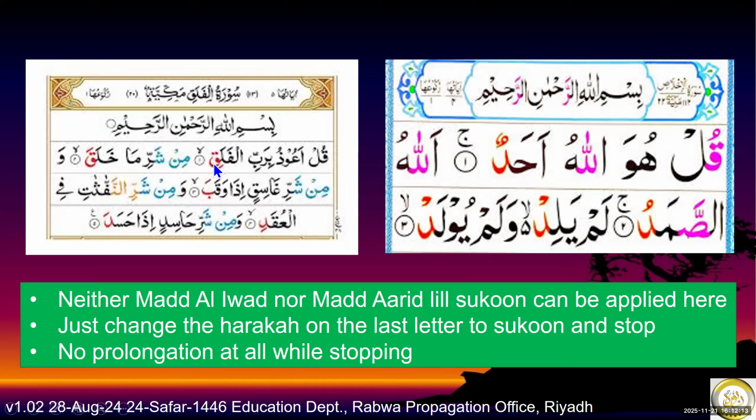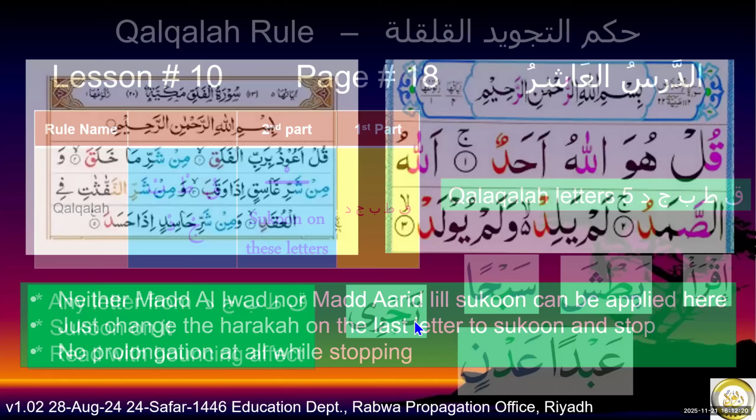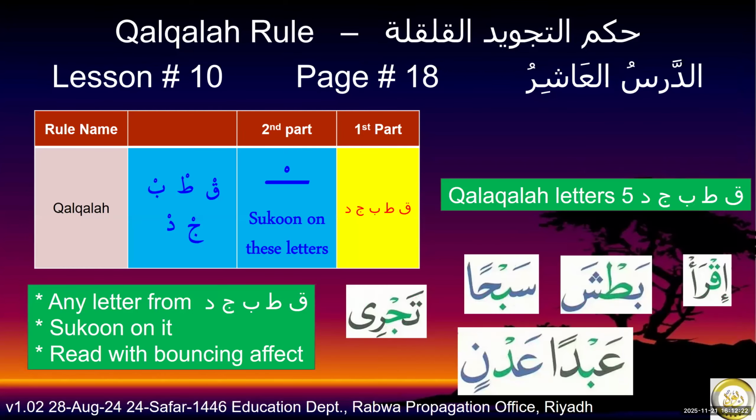If it is having fathatain, then you apply madal iwad. If it is not having fathatain, just stop with the sukun. So this is what we discussed in the first part of the review class. Any questions here? Is it clear?